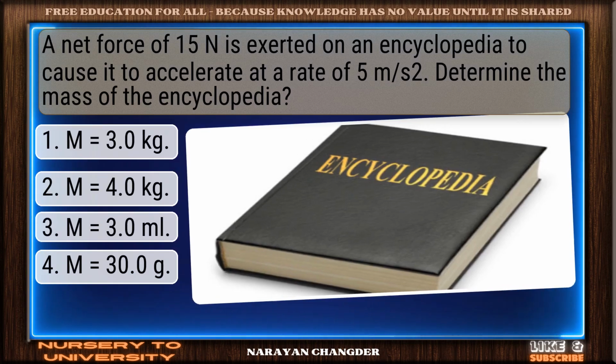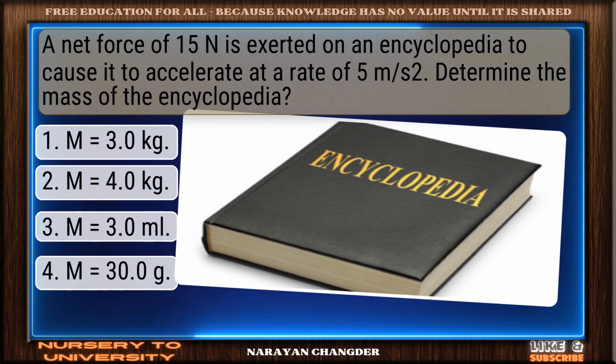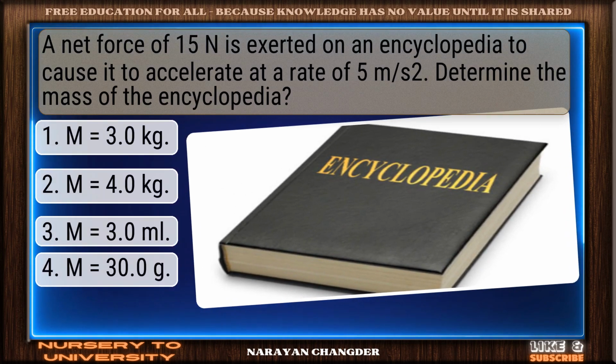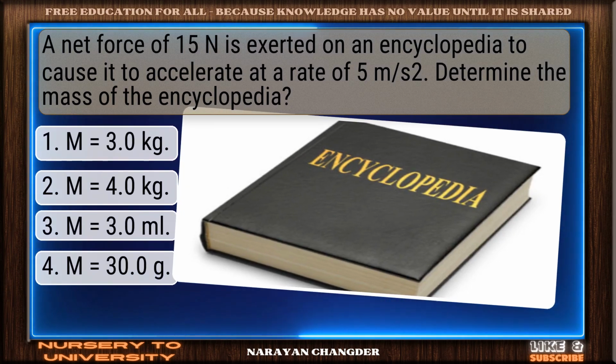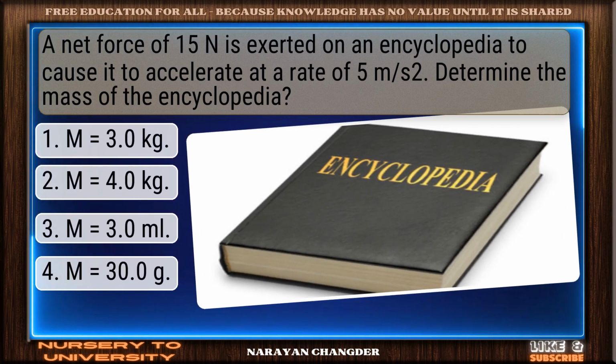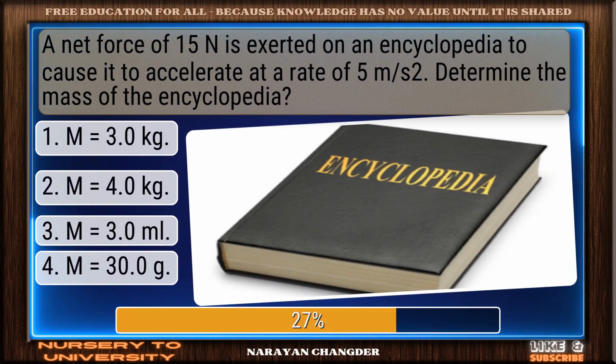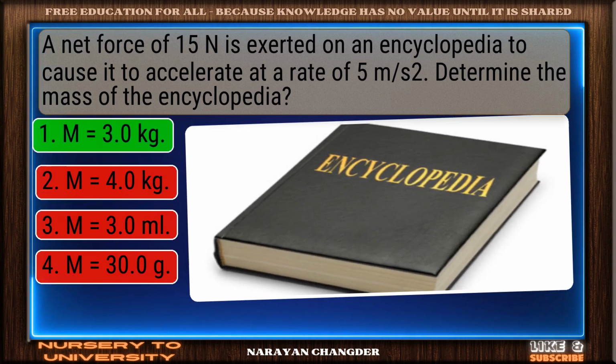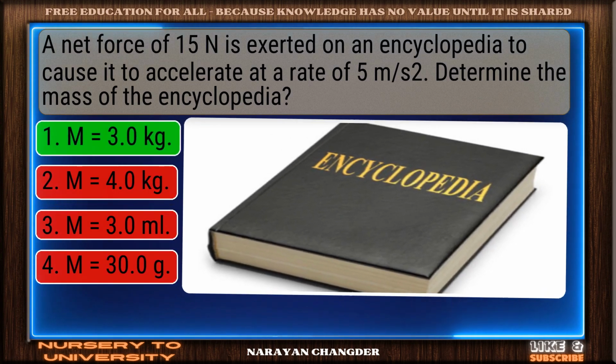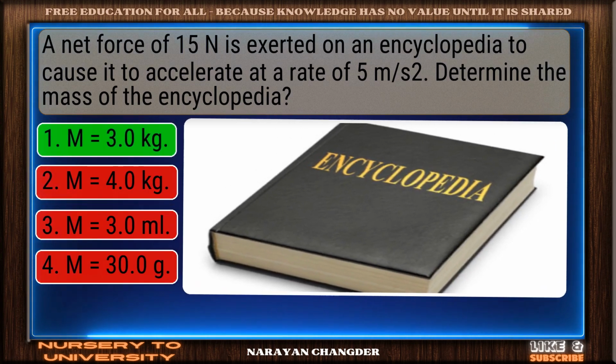Question number 7. A net force of 15 N is exerted on an encyclopedia to cause it to accelerate at a rate of 5 m/s². Determine the mass of the encyclopedia. Well picked. m equal to 3.0 kg is the correct answer.